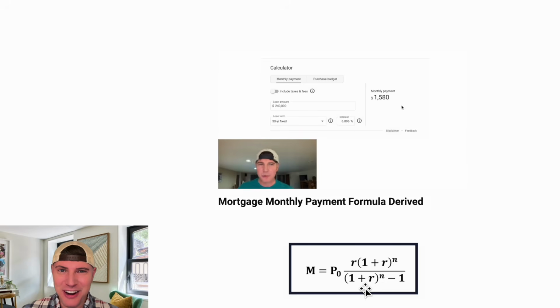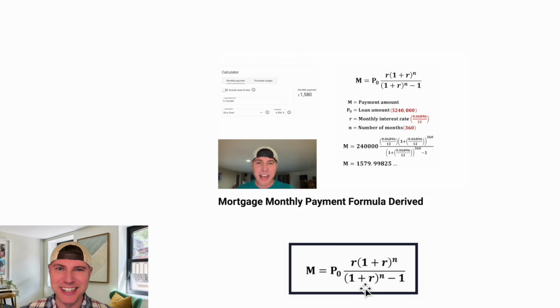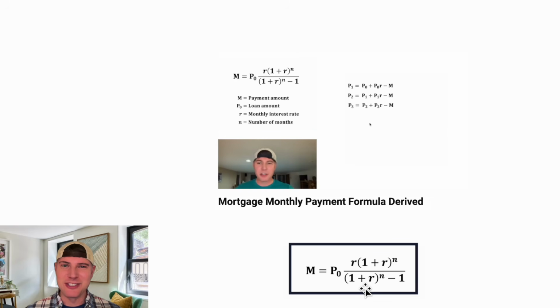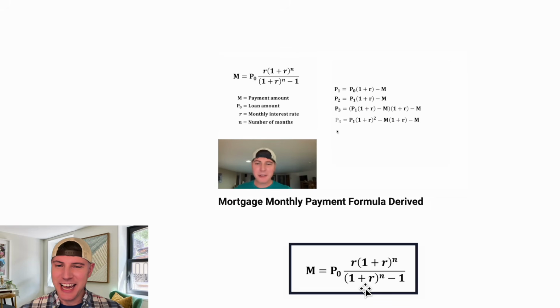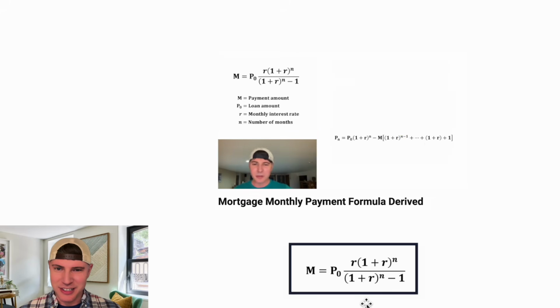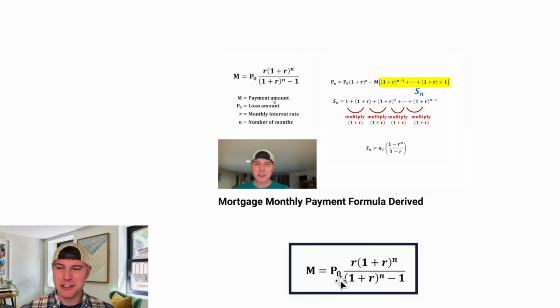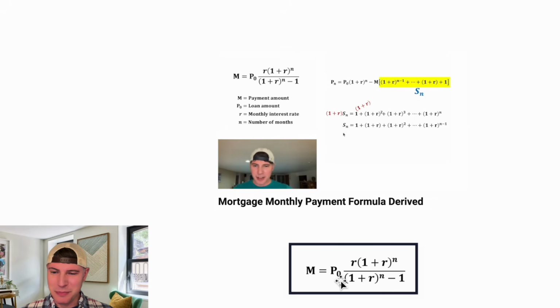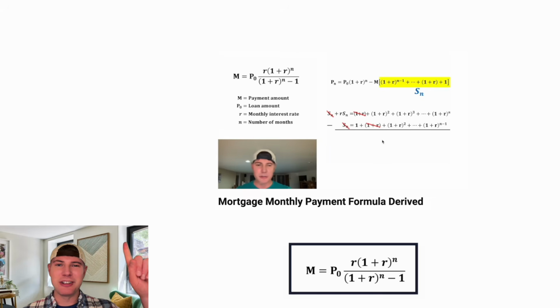I did derive this in a video. Here it is right here. It's probably one of my least popular videos I ever made. I don't know why. I put so much work into it. The video was 8.5 minutes long, and I ended up going through and deriving all the steps to get it. So if you want to check it out, it's called Mortgage Monthly Payment Formula Derived. I'll try to put a link right up here.